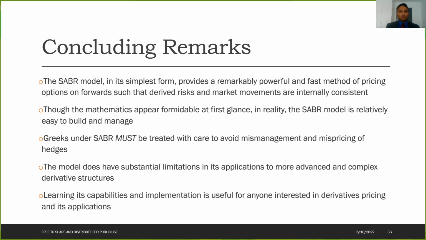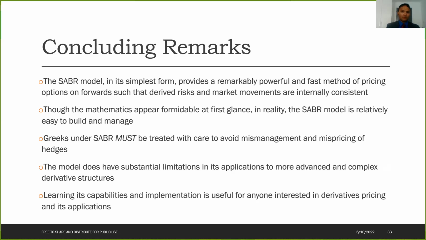So in conclusion, the SABR model is a remarkably effective pricing scheme for what we use it for in capital markets. It does look pretty scary when you look at it the first time. But once you really think about it, look at the code, try to understand how the mathematics works and relate it back to the computer code, it's dead easy. It really is. This is not difficult to implement. You have to be careful about the way that you use the Greeks coming out of the SABR model. You do need to keep in mind that there are substantial limitations to some of its applications.